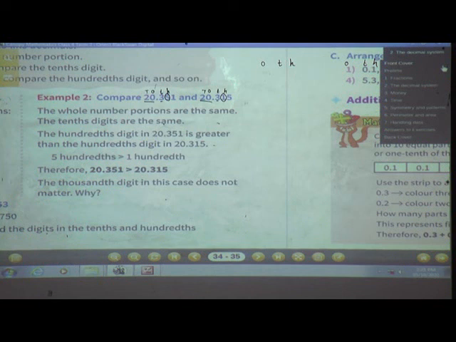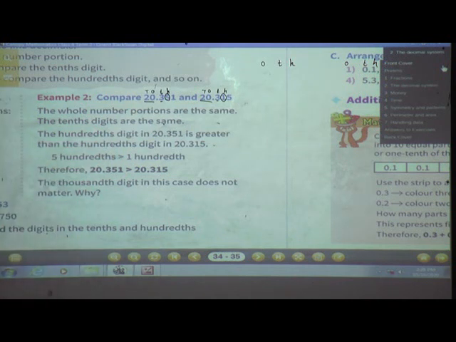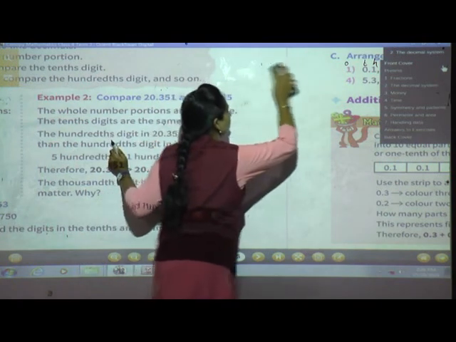So the thousands digit in this case does not matter. Why, students? Why does it not matter? Because already in the hundreds place the numbers are different. So we will compare with the hundreds place only.